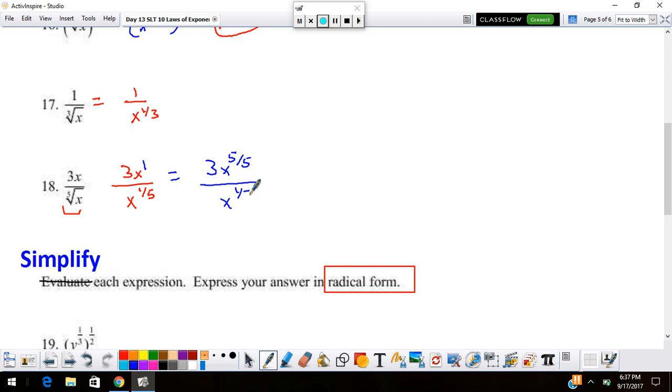4/5. I didn't even ask her for that answer. So again, this is like 3, and we're dividing the coefficients. 3 divided by 1 is 3, and then x to the 4/5.